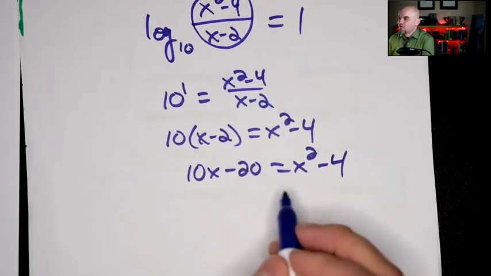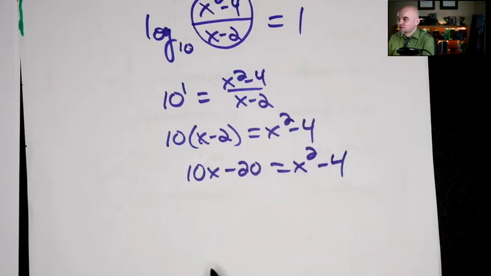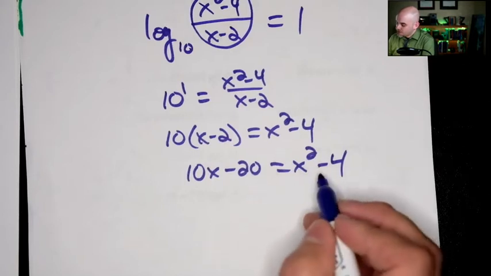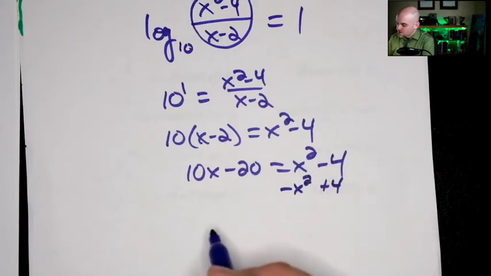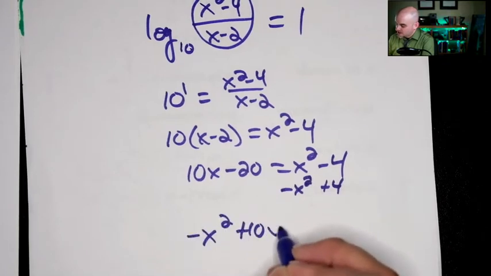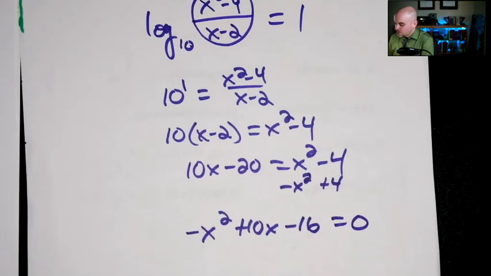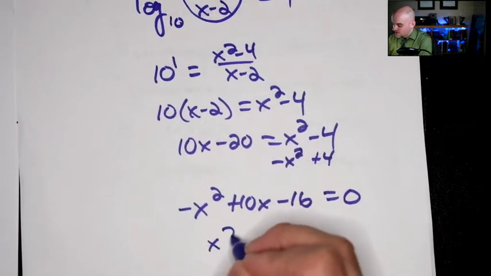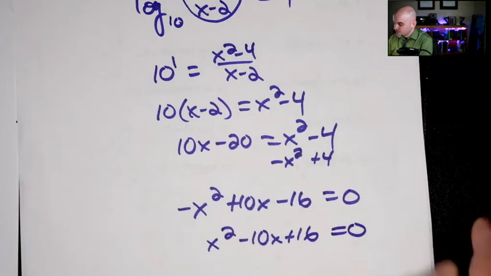I'm going to add 4. Notice I've got a quadratic going on. I'm going to move everything over to the left side and combine everything I can. So adding 4 and subtracting x squared from both sides, I get negative x squared plus 10x minus 16 is equal to 0. And that's what I'm going to factor there. If you want, you can flip the signs and make this x squared minus 10x plus 16 equals 0.